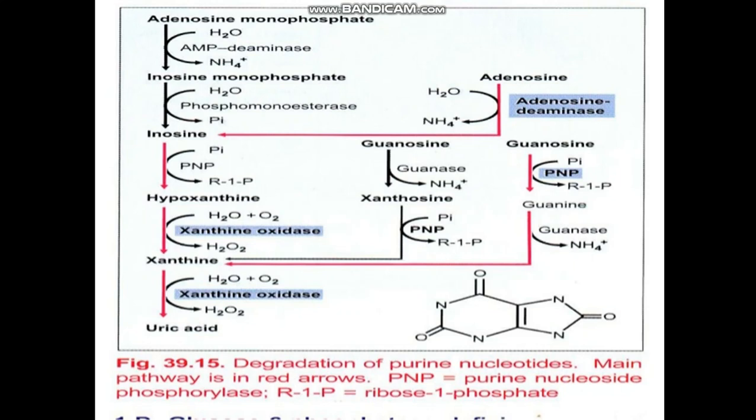And same with the guanosine, but with different steps. First, guanosine is converted to guanine with the help of purine nucleoside phosphorylase, which removes the ribose sugar. And then it is deaminated by the enzyme guanase and converted to xanthine, not hypoxanthine. That is, guanine is converted to xanthine after deamination. And xanthine after oxidation is converted to uric acid.